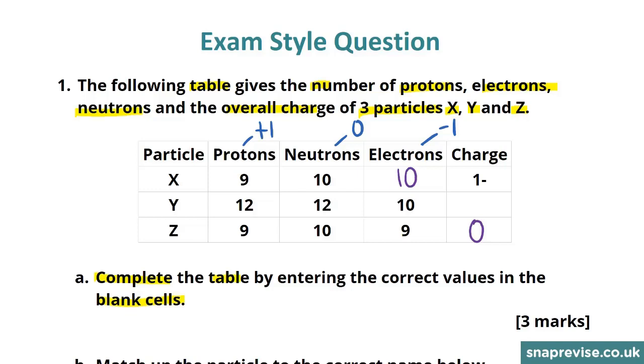Y has 12 protons and only 10 electrons. This means that only 10 out of the 12 positive charges are going to be cancelled out by electrons, leaving us with 2 positive charges that haven't been cancelled out and therefore an overall charge of 2+. So we filled in all the blanks and we get 1 mark for each of these that we got correct.